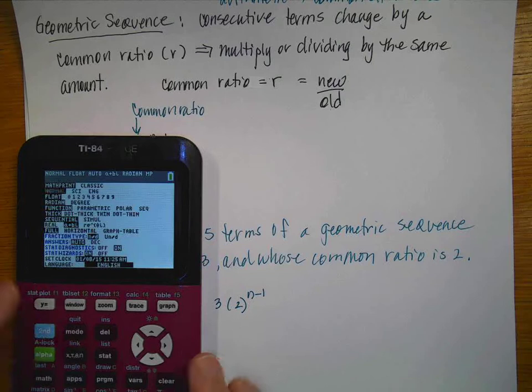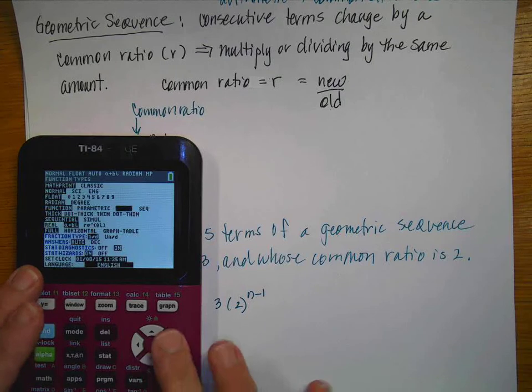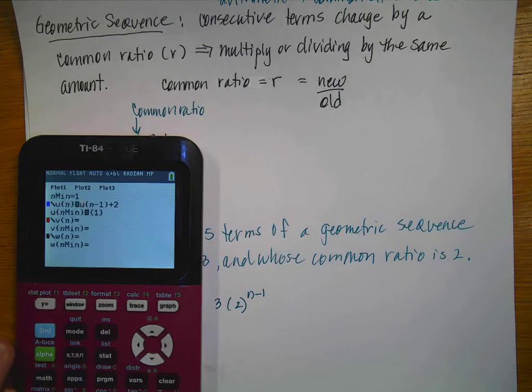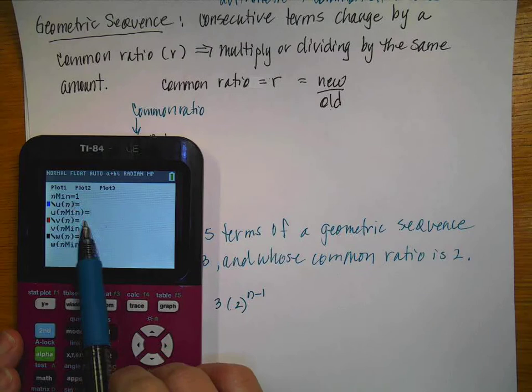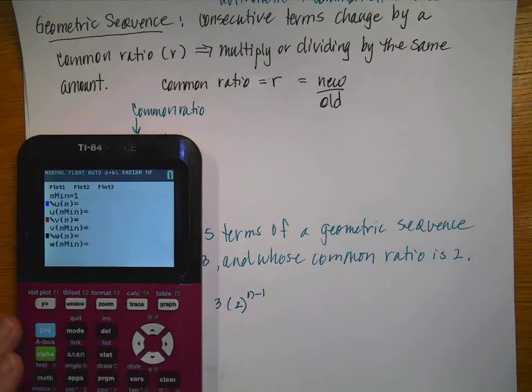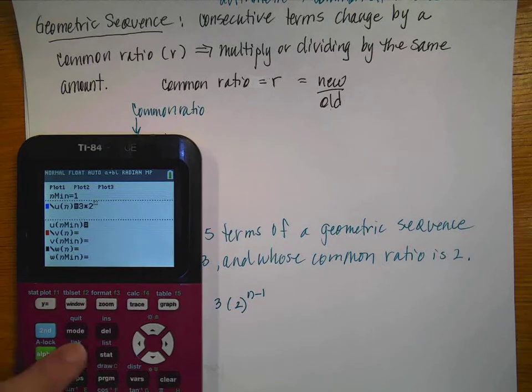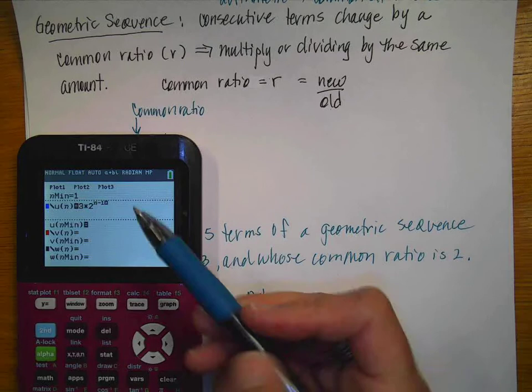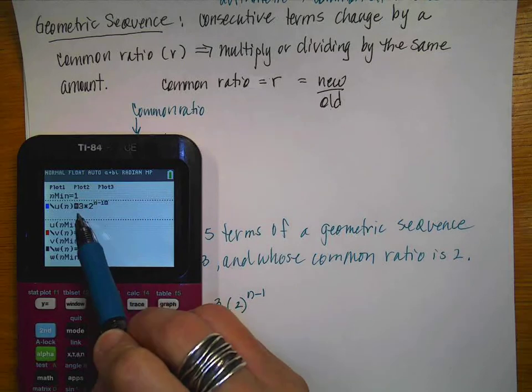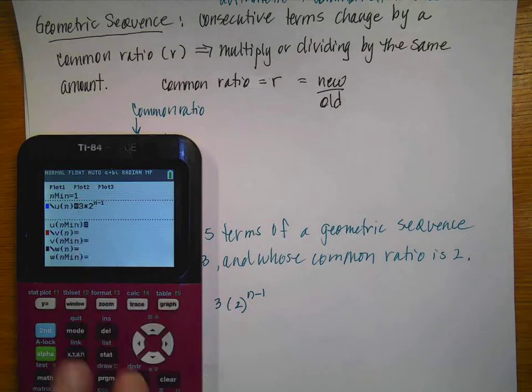So I'm going to make sure that my calculator is in sequence mode. And I'm going to go to my y equals, and I'm going to clear these lines, because remember, it takes 1, 2, 3 lines to put in a sequence. So when I enter my rule, I'm going to do 3 times 2 raised to the n minus 1. I don't have to put in the third line because I've already told it what the first term is.